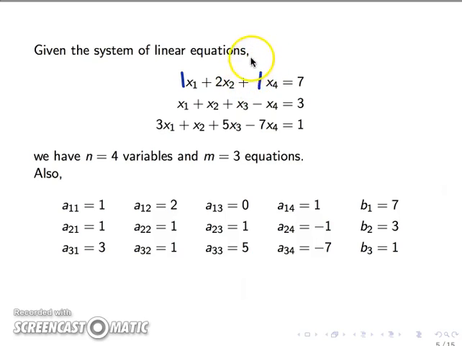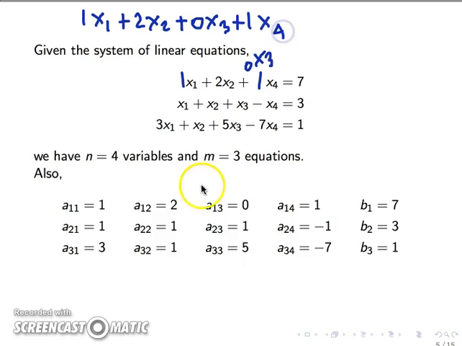So what happens to this first equation is that somewhere in here we have 0x3. So the first equation really reads as 1x1 plus 2x2 plus 0x3 plus 1x4. There is a coefficient here denoted a sub 1,3, which is equal to 0, and that term is omitted there. And then on the other side of the equal sign is 7, so here we would say that b1 equals 7. We can see that the second equation has all the coefficients for all the variables, and so does equation number 3.